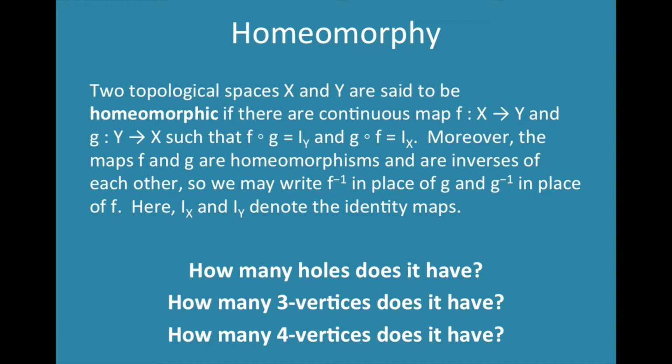Now we're going to turn our attention to a more complex type of topological equivalence called homeomorphy. Again, there is the big, scary official math definition if you want it, but for our purposes, homeomorphy comes down to 3 questions. How many holes does it have? How many 3 vertices does it have? And how many 4 vertices does it have?